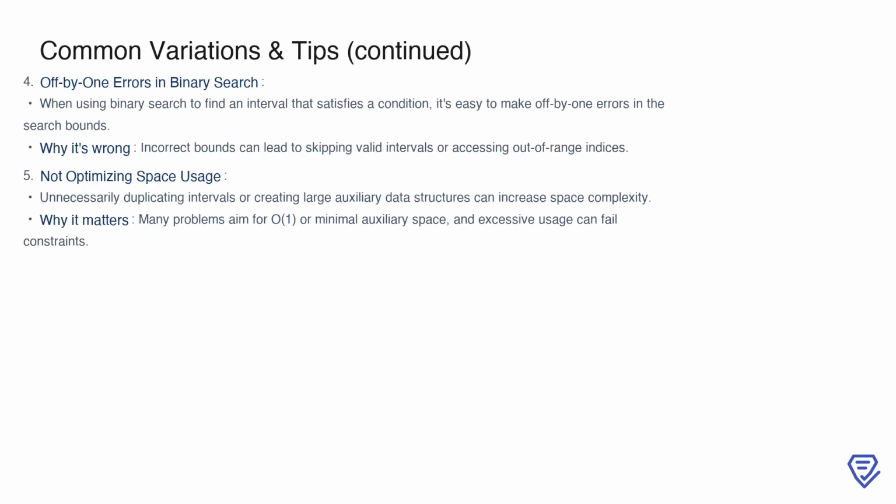Another pitfall to watch out for is making off-by-one errors during binary search. Binary search is a powerful tool for interval problems, but it's easy to mismanage the bounds, which can lead to skipping valid intervals or even accessing indices out of range. To avoid this, carefully validate your implementation and think through the logic of your index adjustments.